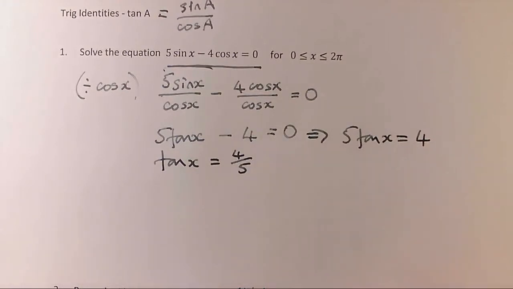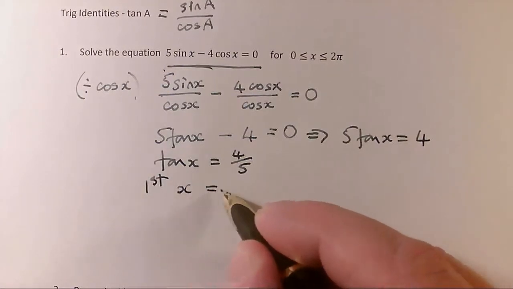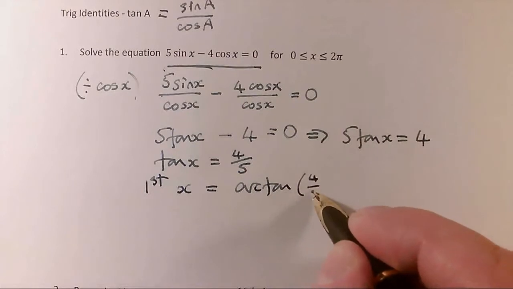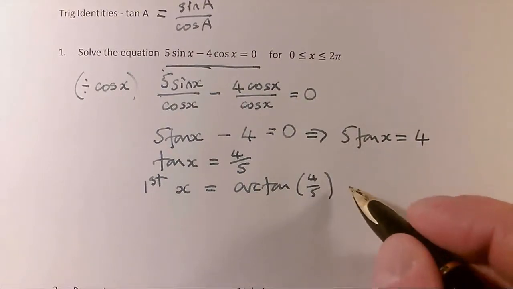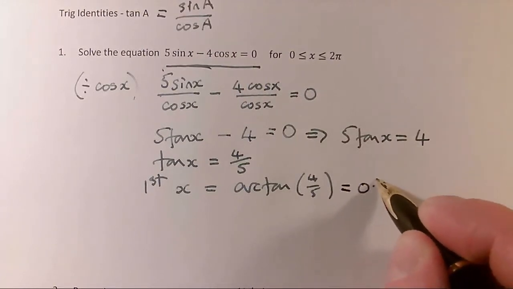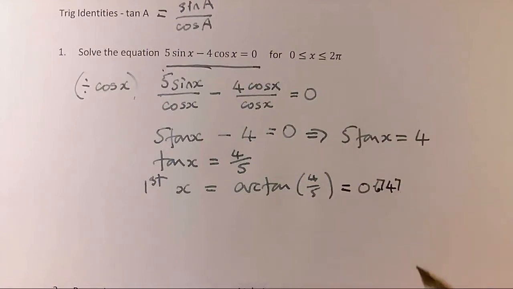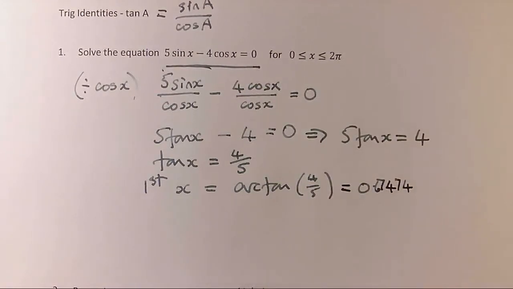And we just solve this by the normal procedure. So we need to get our first x, and that's just going to be doing an arctan of 4/5. And make sure your calculator's in radian mode, of course, equals 0.6747. We're only going to need 3 significant figures in our final answer, but until we've reached our final answer, keep more than 3 significant figures.